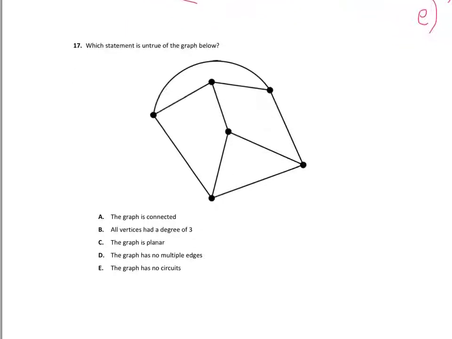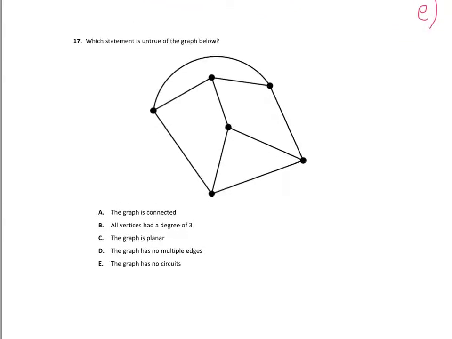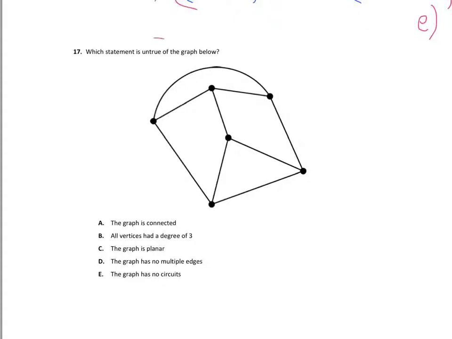Okay, so question 17, another one where it's asking for untrue statements. So again, be careful and read through the statements carefully. So option A, the graph is connected. Well, that's true. We have no isolated vertices. All vertices have a degree of 3, and we can see, yes, when we run around and count those, they all have a degree of 3. The graph is planar. It is. There's no intersections where there is no vertices, so it is currently planar.